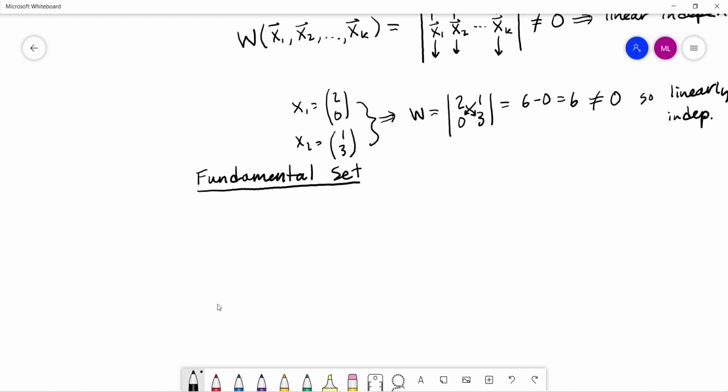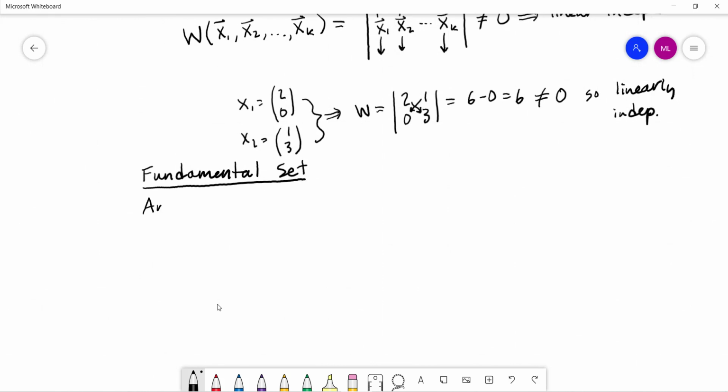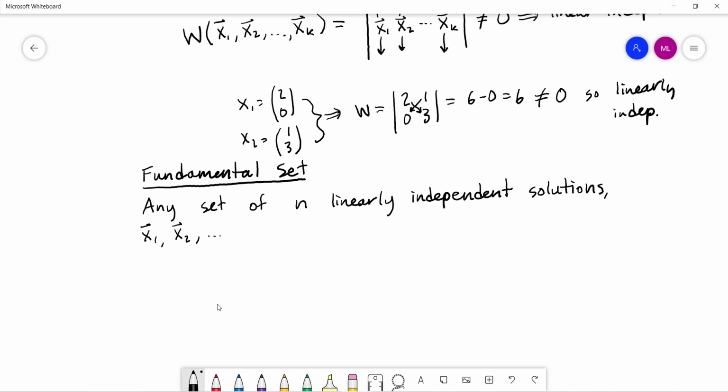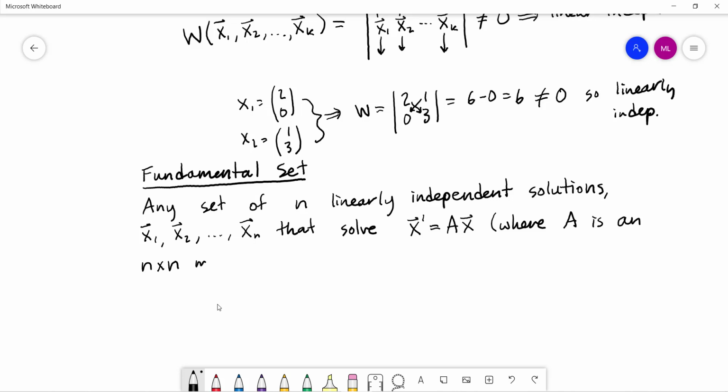So what are we looking for when we're trying to find a solution? It turns out in this case that any set of n linearly independent solutions, meaning x1, x2, all the way up to, in this case, xn, that solve the original differential equation that we're trying to solve, which is going to look like x prime equals Ax, where A is what we're going to call an n by n matrix.